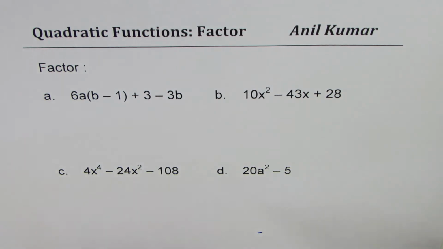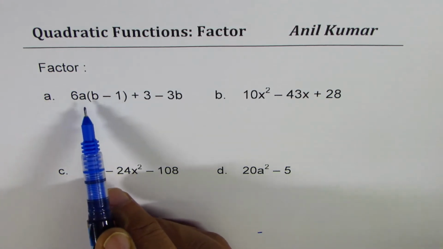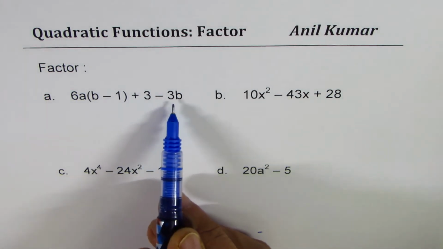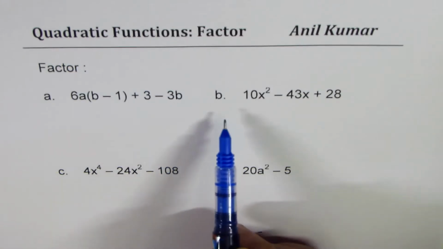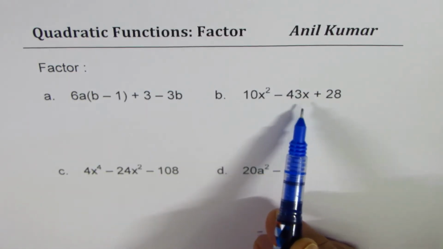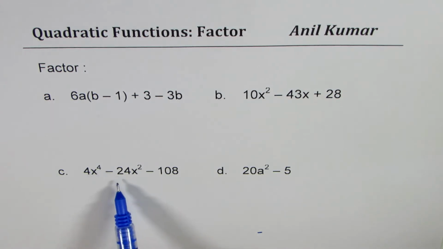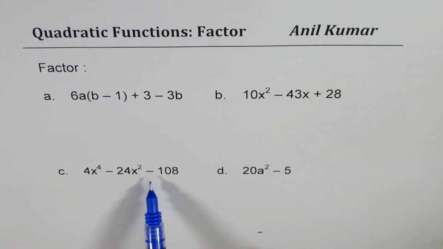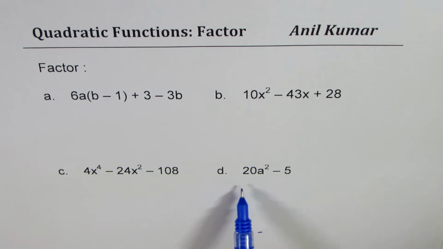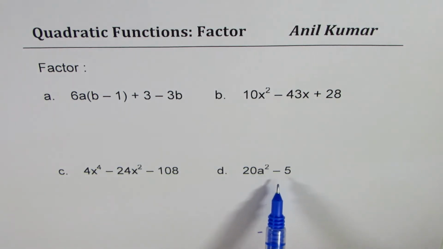The first one here is 6a times (b minus 1) plus 3 times (1 minus b). B is 10x squared minus 43x plus 28. C is 4x to the power of 4 minus 24x squared minus 108, and D is 20a squared minus 5. You can always pause the video, answer the questions, and then look into my suggestions.